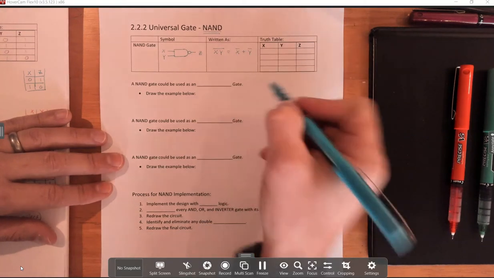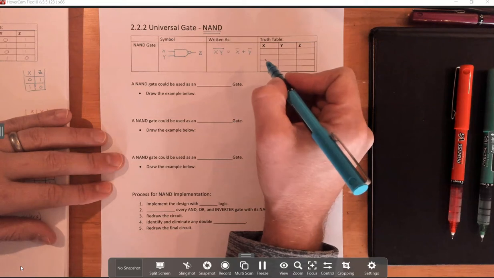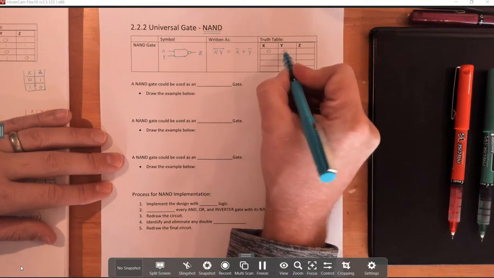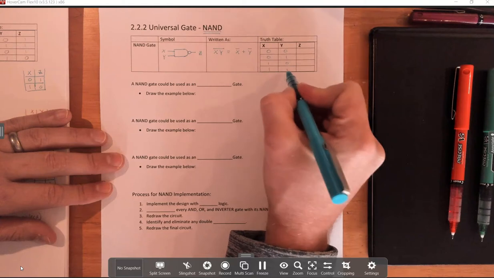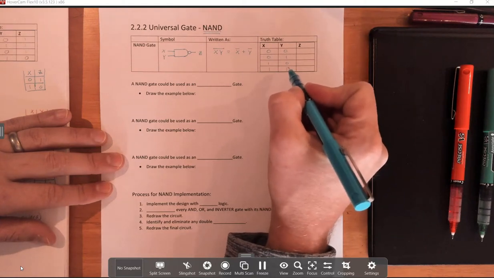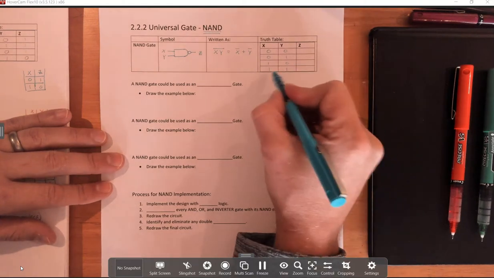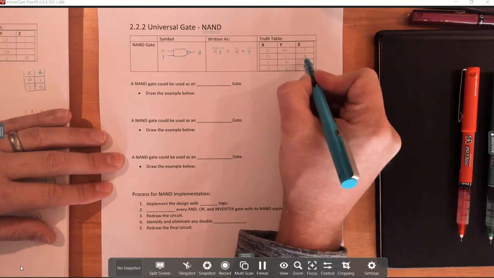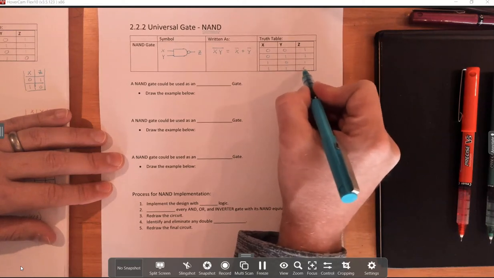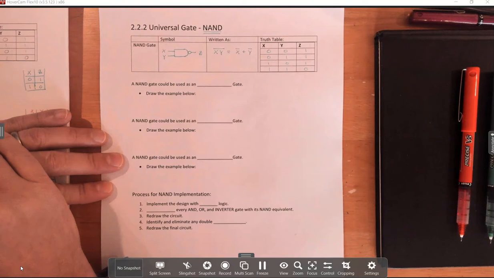This is going to have a truth table that is the exact opposite of the AND gate. It's the AND gate inverted. So an AND only had a 1 when we had both 1s, right? And then everything else is 0. Well, this is the exact opposite, where we will have all 1s and then a 0 there.